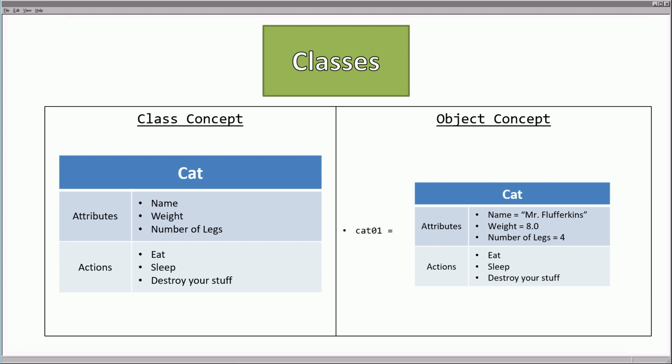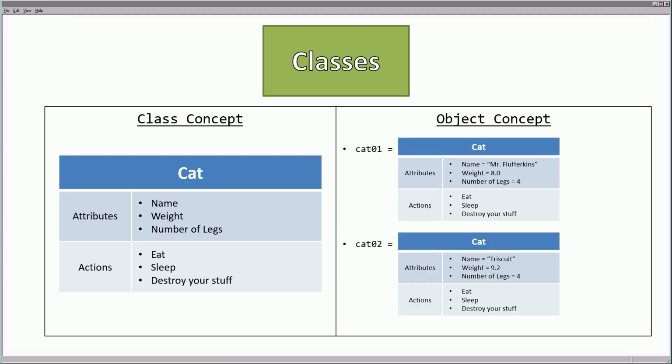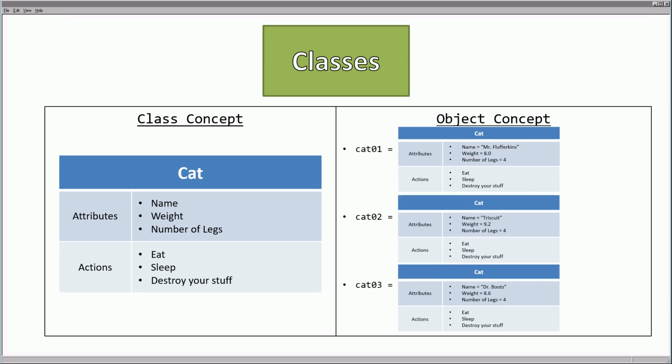Now what if we had another cat? Well, this instance of a cat has a different name. Its name is Trisket. Its weight is 9.2 pounds, number of legs is 4. And maybe we have a third cat. Its name is Dr. Boots. Its weight is 8.6 pounds and number of legs is 4. Each one of these instances all have a name, weight, and number of legs, and they all share the same actions. But each one of them are different instances. They are different versions of this class.